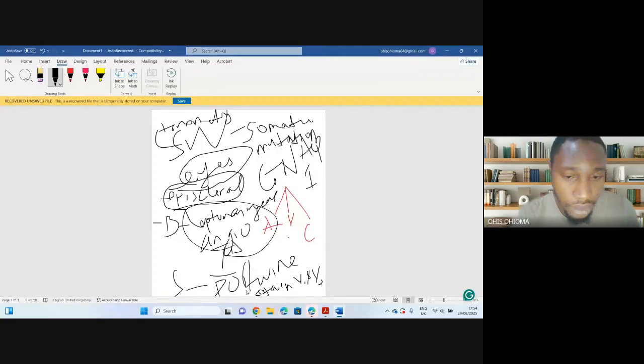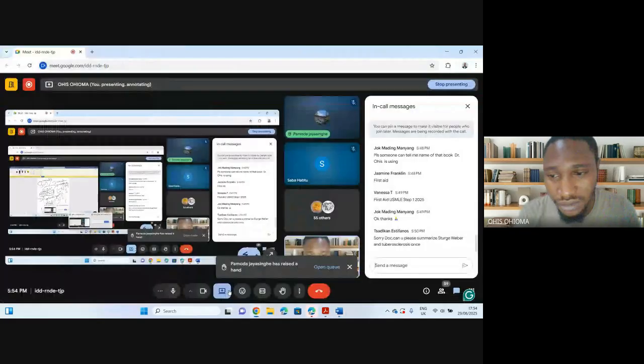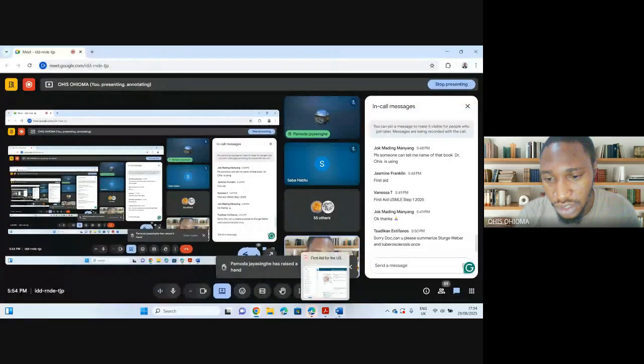Now, I don't know if that's clear. Is that clear? I want to go to tuberous sclerosis so that I can round up.